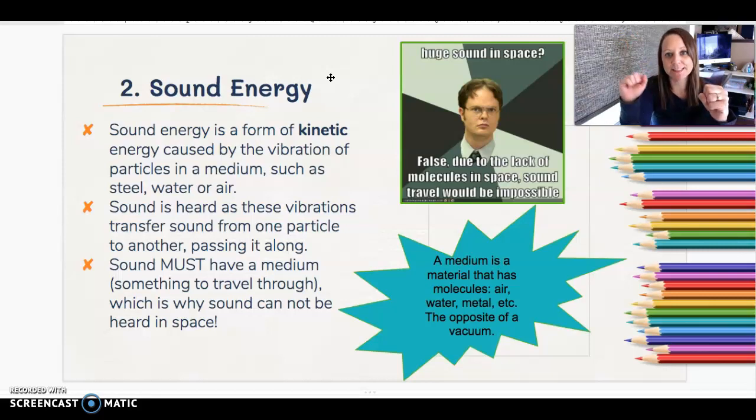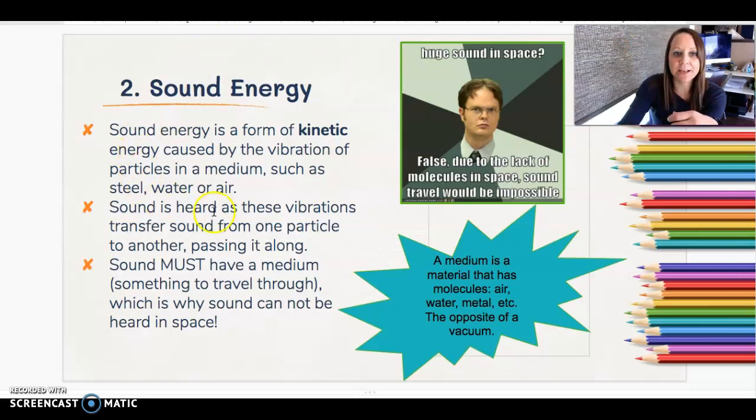But what happens is sound gets passed from one particle to another, and it keeps getting passed down, much like you might if you were playing telephone, right? And it keeps getting passed from one particle to another. Now, the thing about sound that's tricky is that there have to be particles in order for sound to travel through, and we call that a medium.